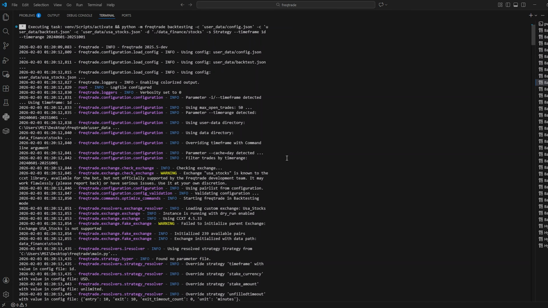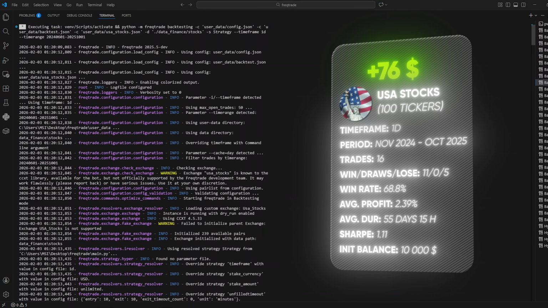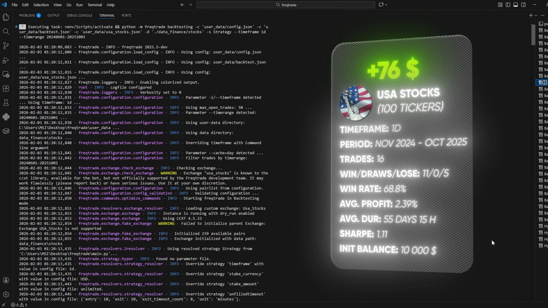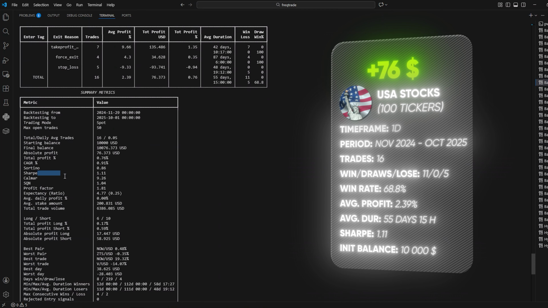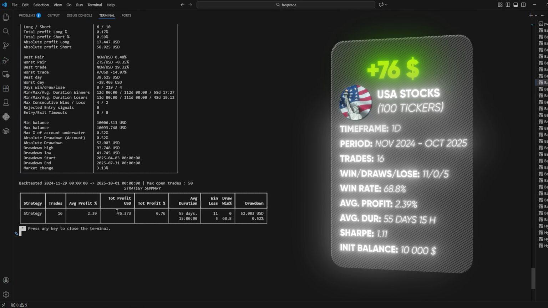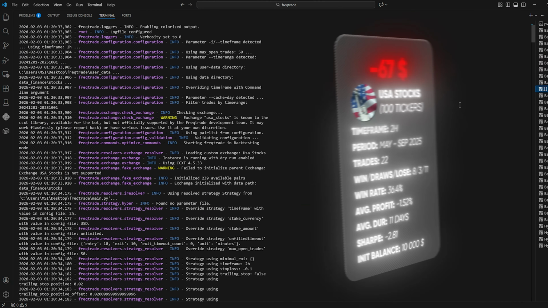Now let's check the results of stocks market. Once again, starting with 1 day time frame. Command on the top. Results table. And Sharpe is positive 1.11. Profit is $76. Next 2 hours time frame.